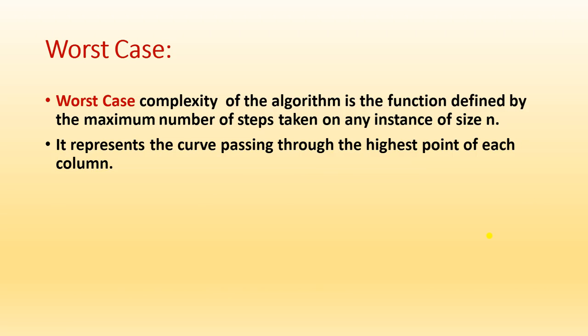Now next is the worst case. The worst case complexity of the algorithm is the function defined by the maximum number of steps taken on any instance of size n. When you have to follow the maximum number of steps, then it is the worst case. It represents the curve passing through the highest point of each column. So that shows your worst case.